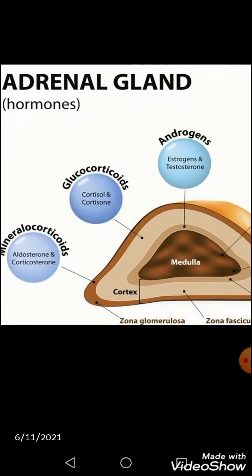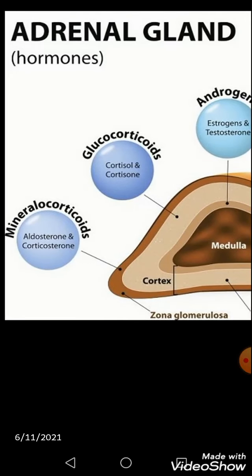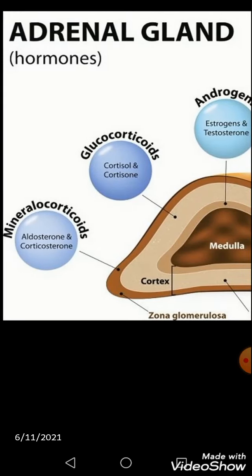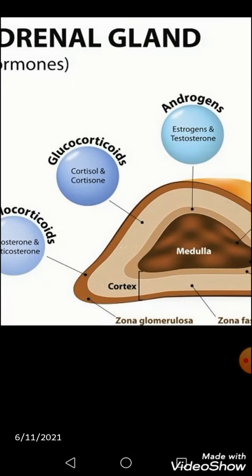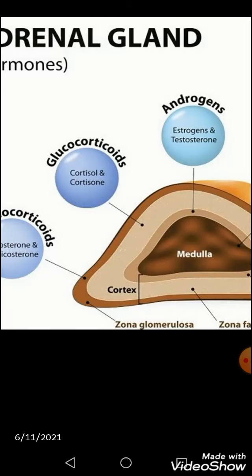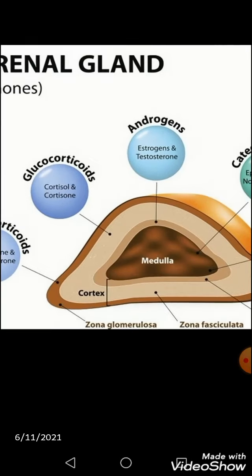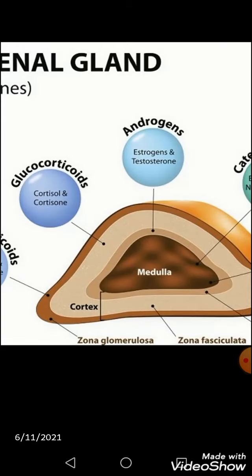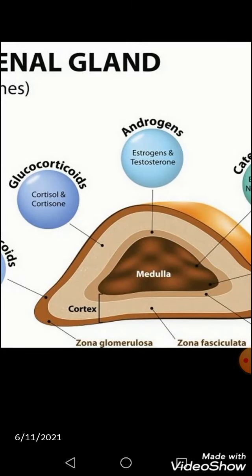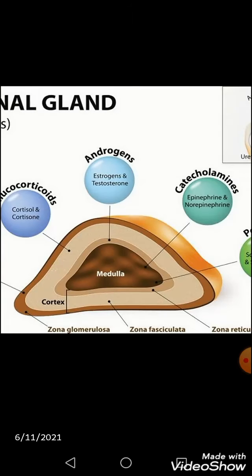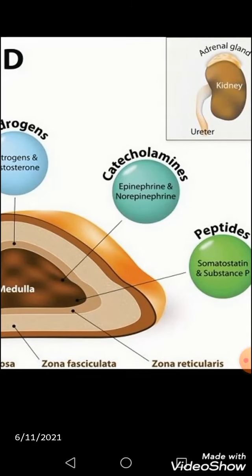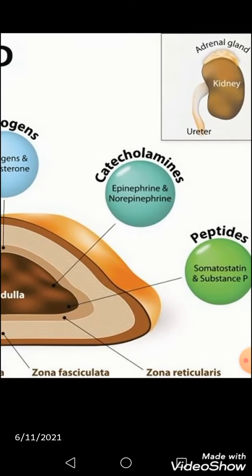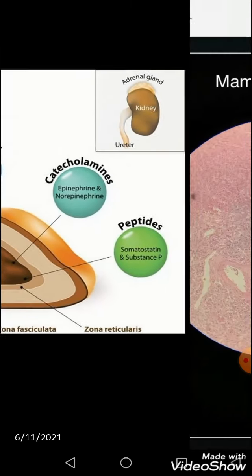The zona glomerulosa, you can see in the picture, is going to form the mineralocorticoids, you can see in the blue ball, right? Then you can concentrate that the zona fasciculata is supposed to form the glucocorticoids, the cortisol and cortisone, right? And then the innermost zona reticularis is supposed to produce androgens, the estrogen and testosterone predominantly, right? And your medulla is supposed to produce the catecholamines, the epinephrine, norepinephrine, or adrenaline or noradrenaline, right? And the peptides, you call them somatostatin and substance P, right?